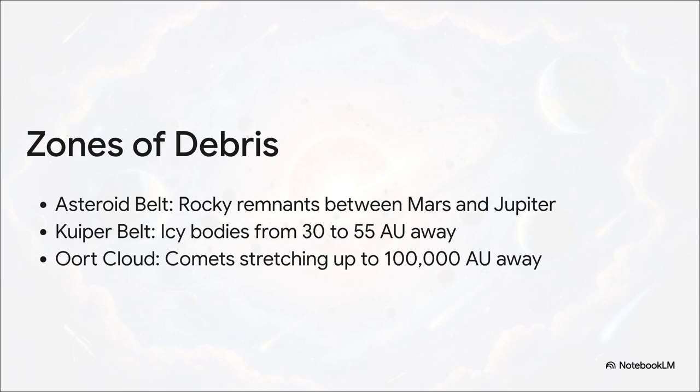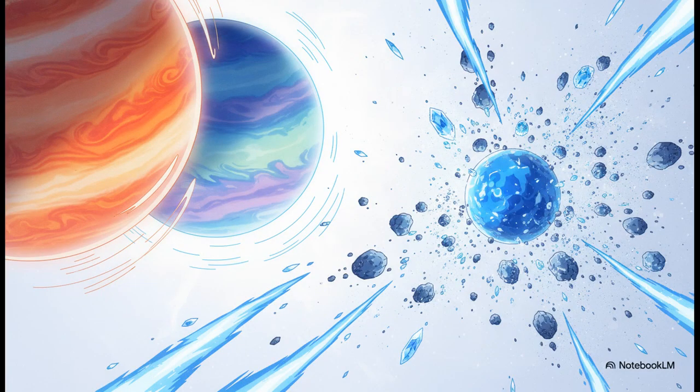And finally, stretching incredibly far out, up to 100,000 astronomical units away, lies the Oort cloud, a vast, spherical shell containing billions and billions of comets. Honestly, these regions are like ancient, untouched time capsules. But you know, these belts weren't always exactly where they are today.